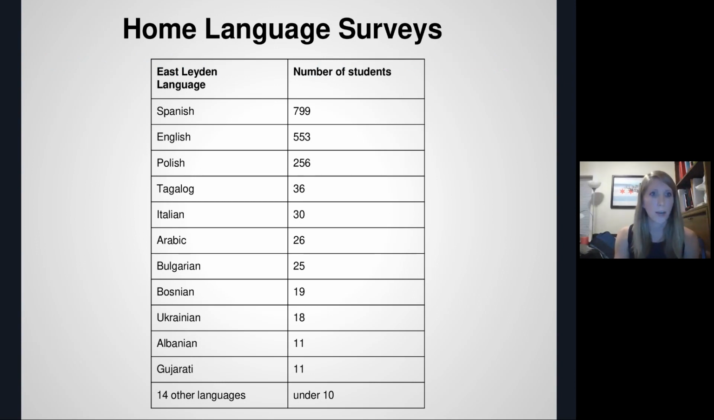So just to give you a background of our students and where we come from. There's an East and West Leiden, but all the students from both campuses that are ELL come to us. As you see here, we have about 800 Spanish-speaking students, 500 English-speaking, and so on. So we have a lot of variety. It's not just Spanish, it's not just Polish. We usually have at least 4 to 5 different languages in a classroom, which is definitely very challenging, but also a fun challenge to take on. We're always learning something new about their cultures.